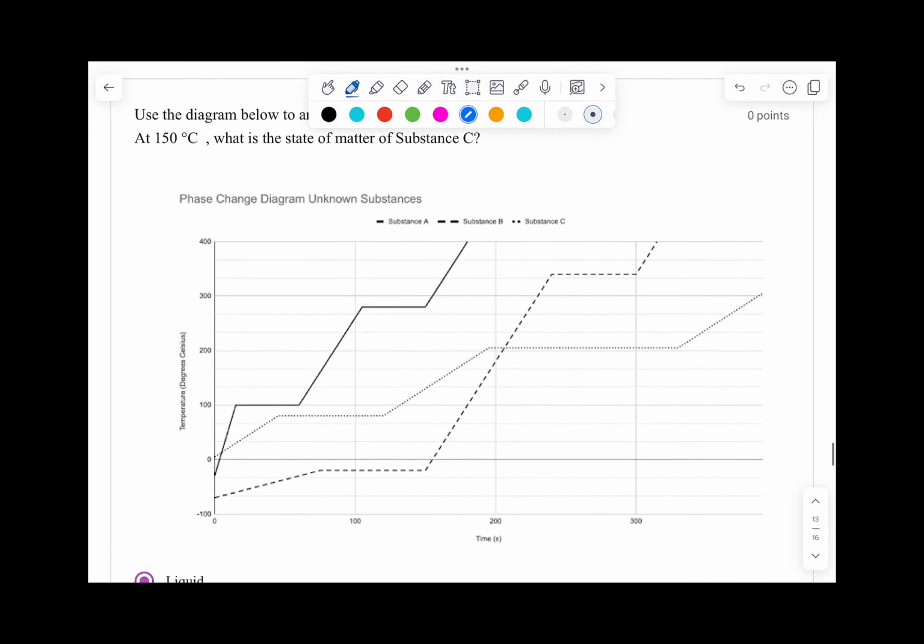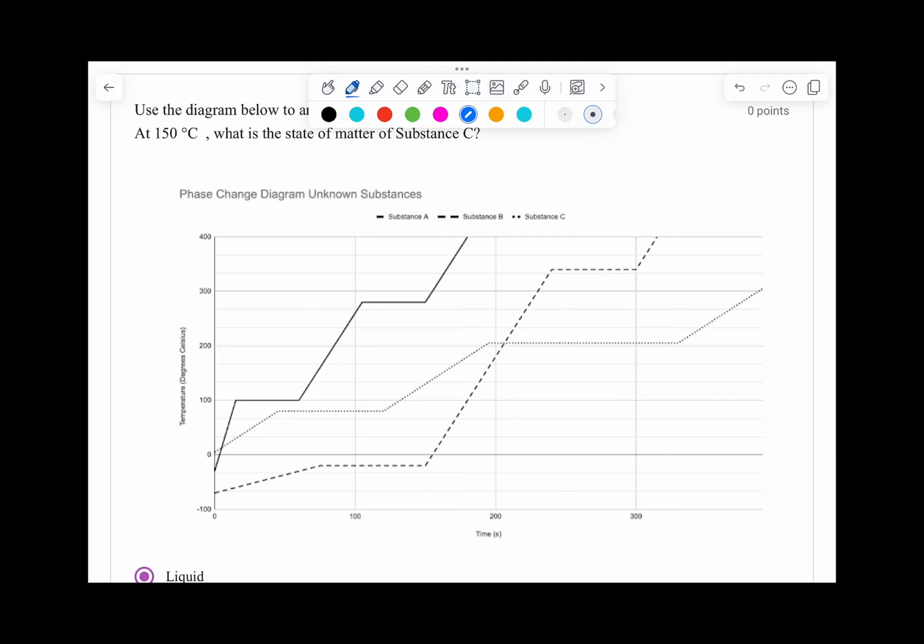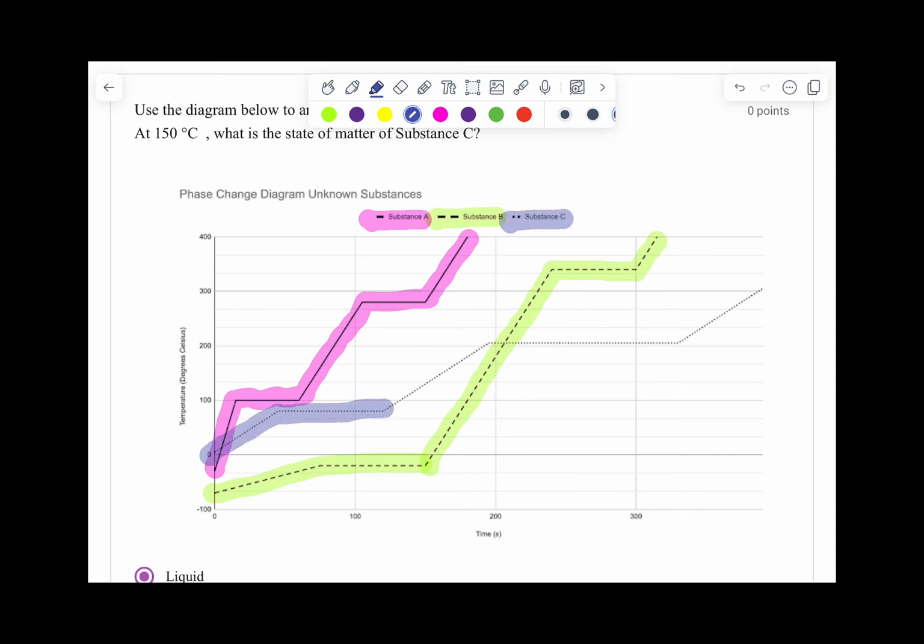All right, next question. Let's take a second, you guys, and color this up. I'm going to make substance A pink. So here's substance A. It's pink. I'm going to make substance B this fun green color. So this is substance B. And then we're going to make substance C this fun blue color right here. There's substance C. Some might say that's purple. I really don't know. So we have these three different substances.